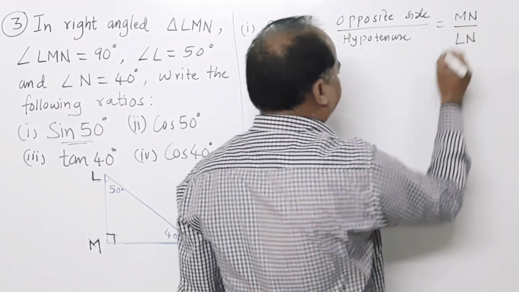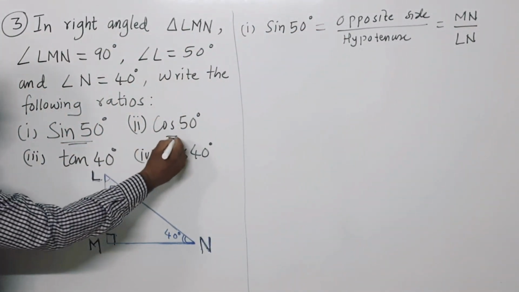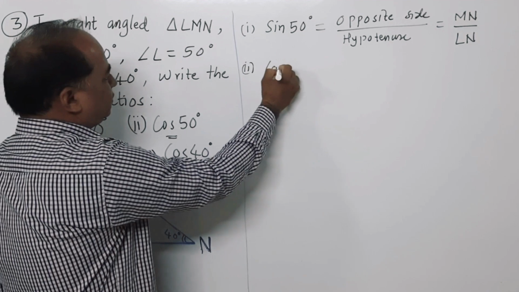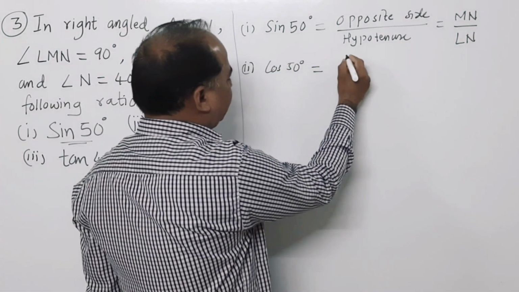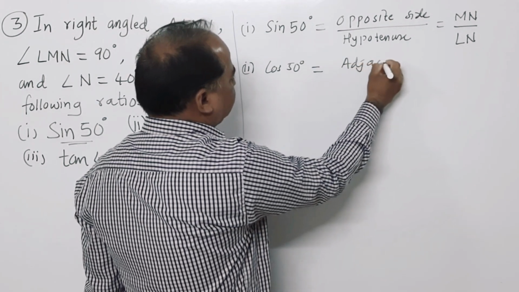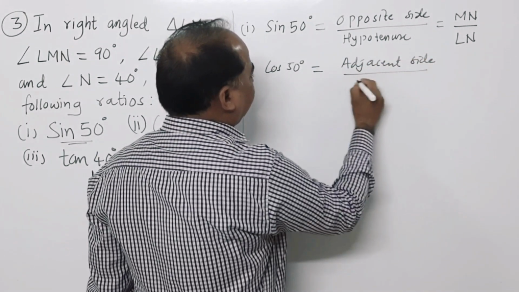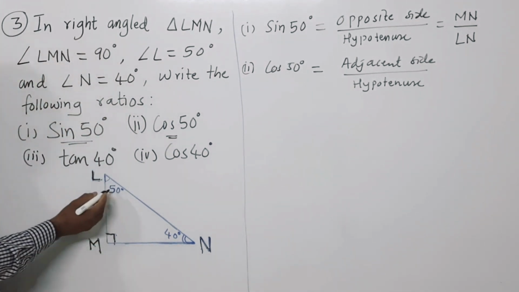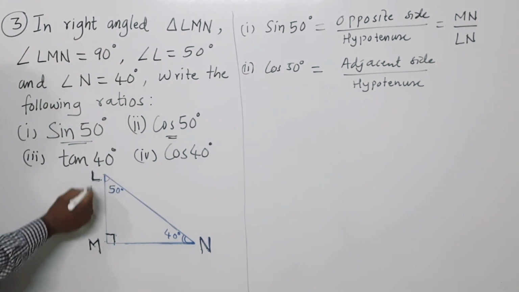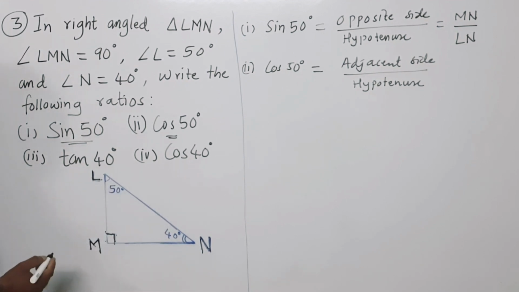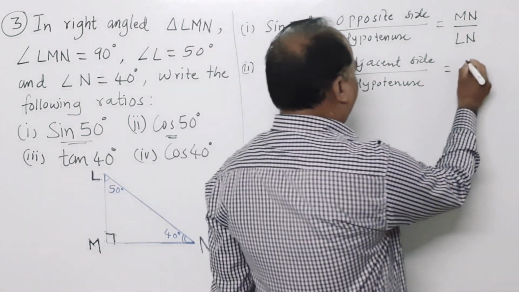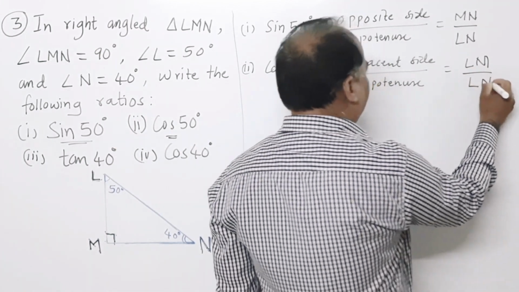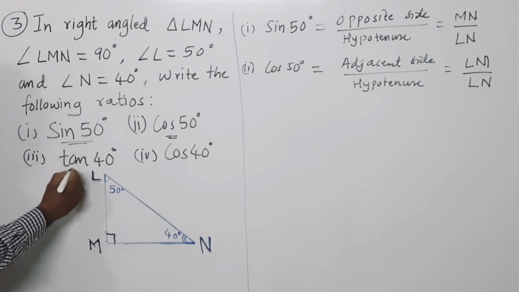Second is cos 50. The trigonometric ratio of cos theta is adjacent side divided by hypotenuse. Now the adjacent side to angle 50 degrees is side LM, and the hypotenuse is the side opposite to 90 degrees, that is LN. So cos 50 is LM upon hypotenuse LN.